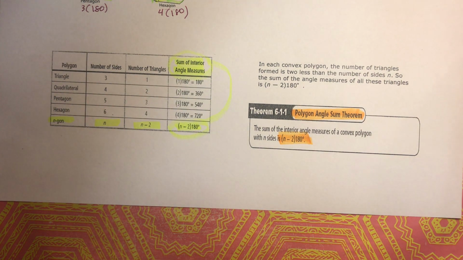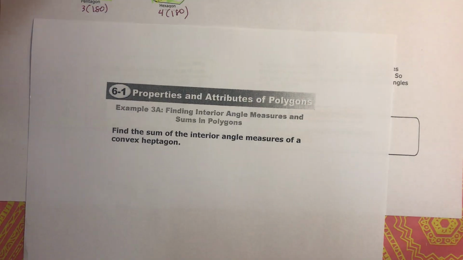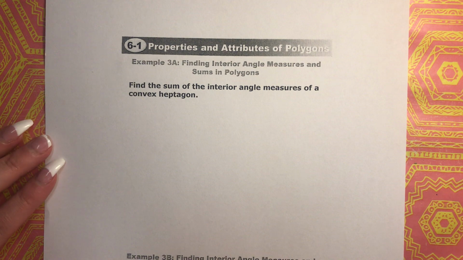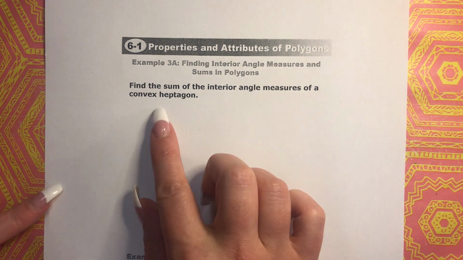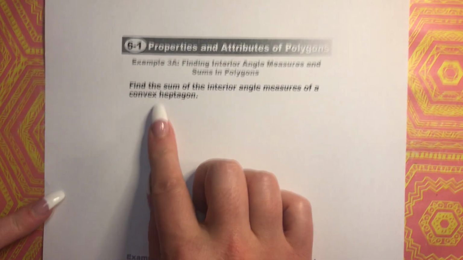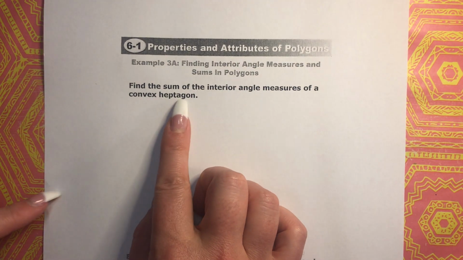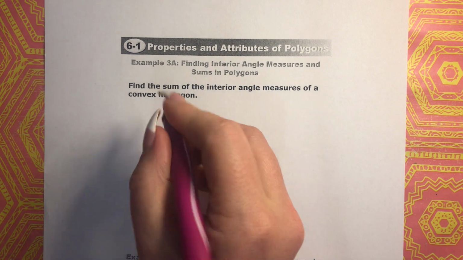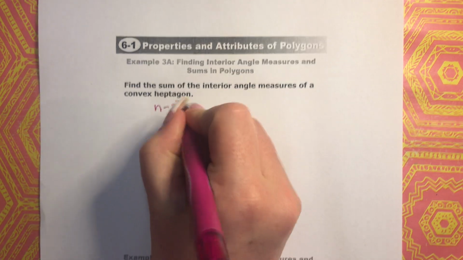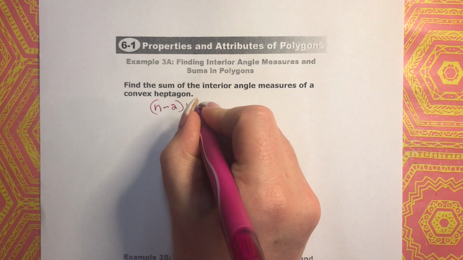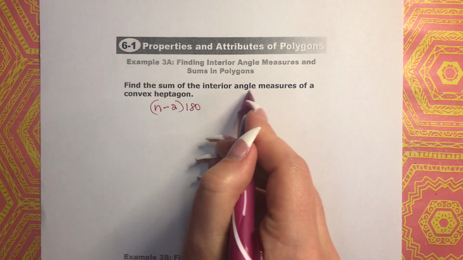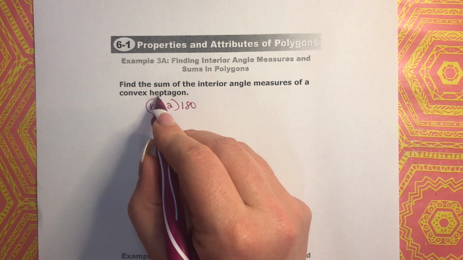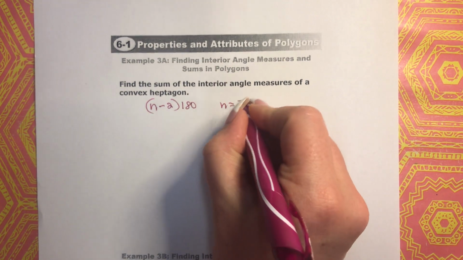All right, let's go ahead and see how this works. So let's look at an example problem here. It says, find the sum of the interior angle measures of a convex heptagon. So it has to be convex, right? Hepta, do you guys remember what that means? 7. So we're going to use our formula, the quantity n minus 2 times 180. That equals the sum of the interior angles, which is what we're looking for. And n is going to be hepta, so n equals 7.